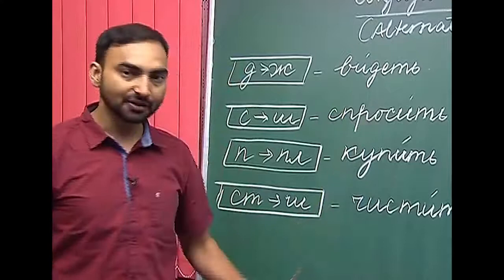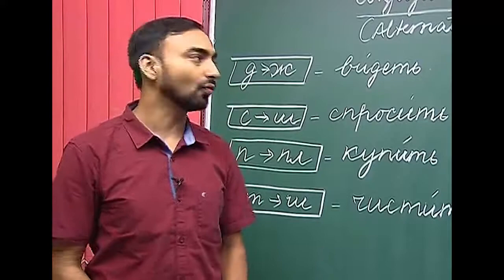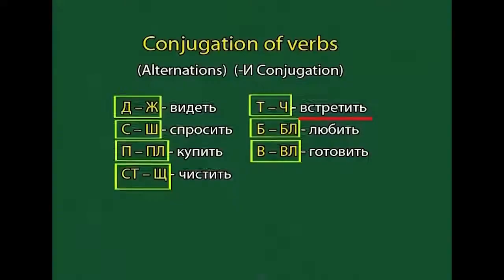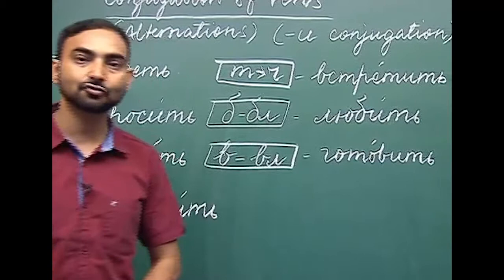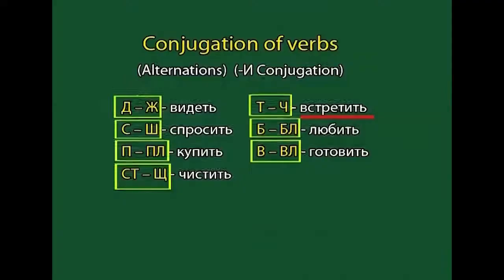So, with the rest of the forms, we are not following the same alternation. The alternation happens only with the first person singular number. The next is ta changes to ch. For example, strechit. Strechit is to meet and it is the perfective form of strichat.